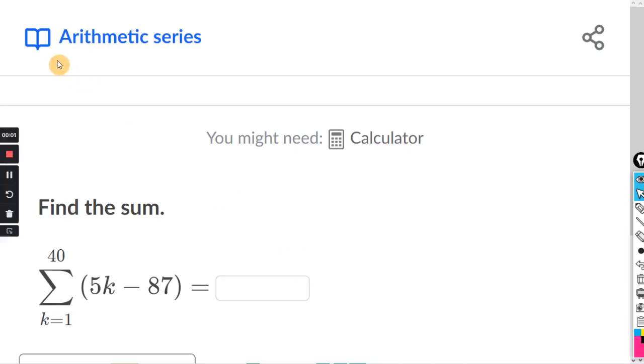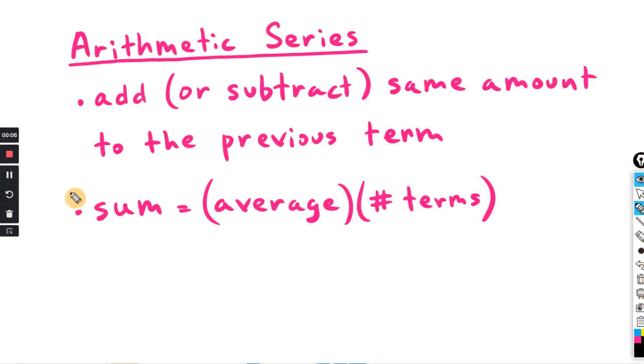This will be for the exercise, arithmetic series. So the definition of an arithmetic series, it's when you add or subtract the same amount to the previous term each time. And the reason I have subtract in parentheses, when you add a negative number, of course, that's the same as subtracting.